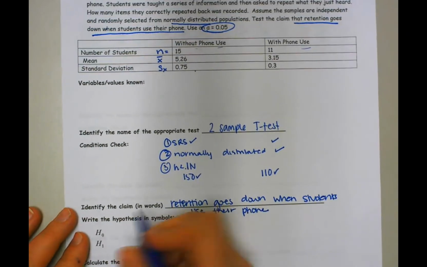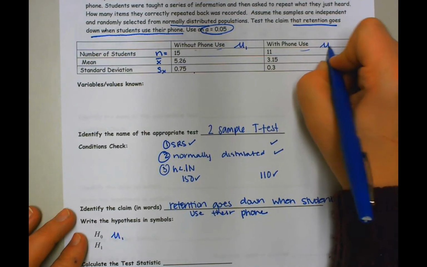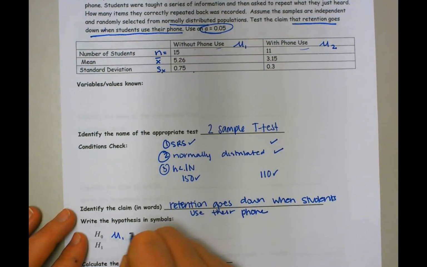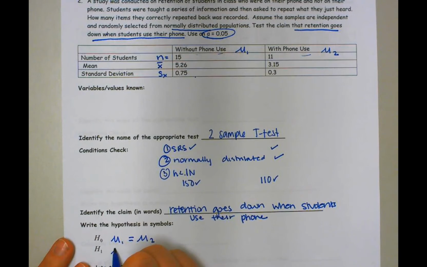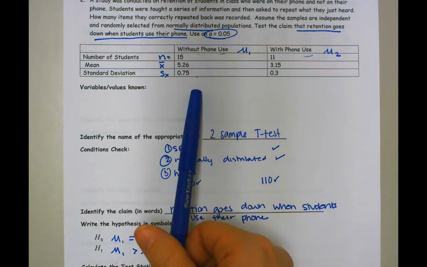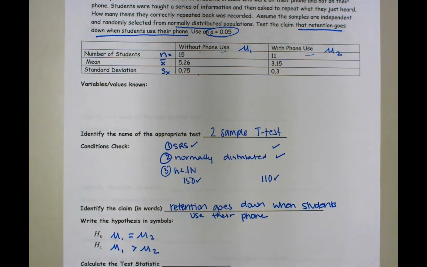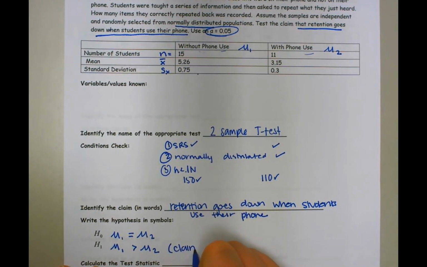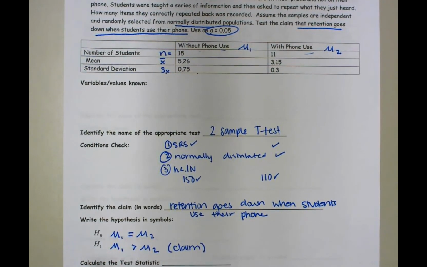So our null hypothesis would be that our population mean without the phone is mu1, with the phone is mu2, that they're equal, that their retention is equal. And then if we think that retention goes down when they use their phone, then we would expect mu1 to be greater than mu2, right? It's asking you to repeat what they heard. So the amount that they repeat correctly would be greater for mu1 than it is for mu2. And this is our claim. Retention goes down, this value is less than this value.